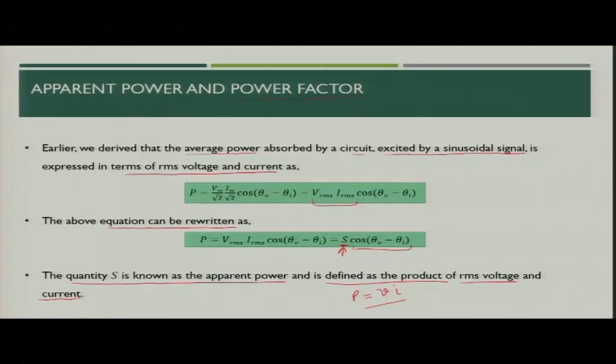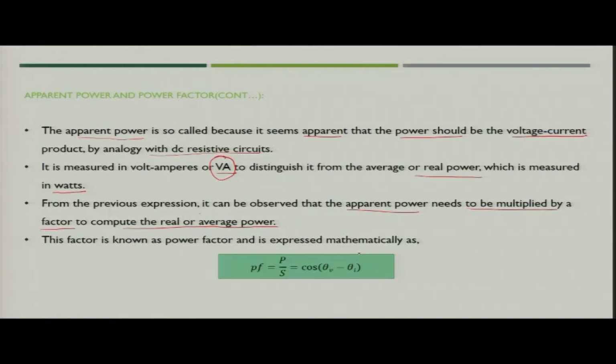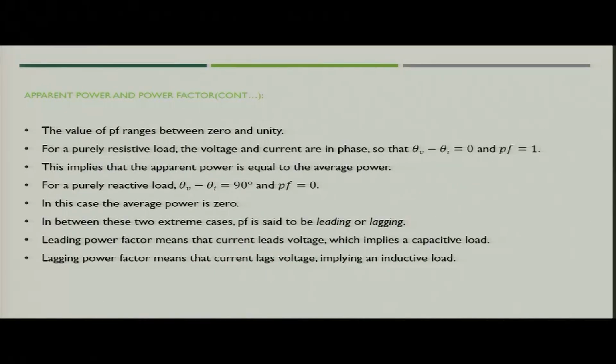So, what was that term? That term was cos of theta V minus theta I. If you divide real power by apparent power, you get the term cos of theta V minus theta I, which is called the power factor. This power factor ranges between 0 and unity. If you have a purely resistive load, the voltage and current will be in phase. In that case, theta V minus theta I will be 0. So, what will happen?